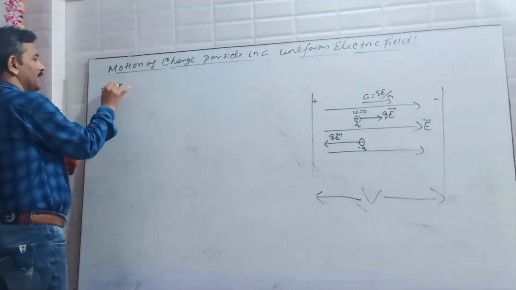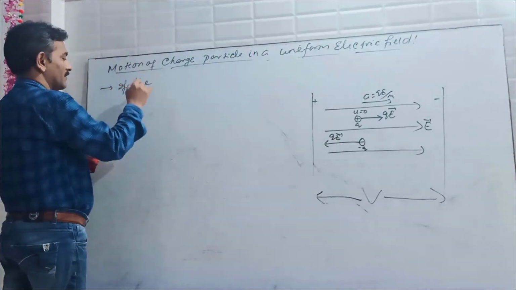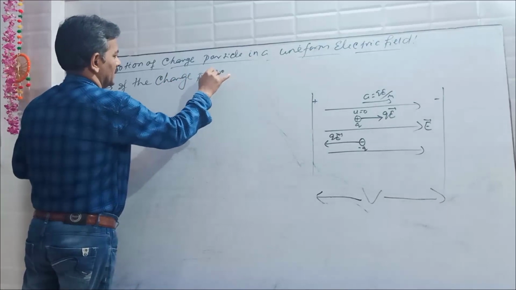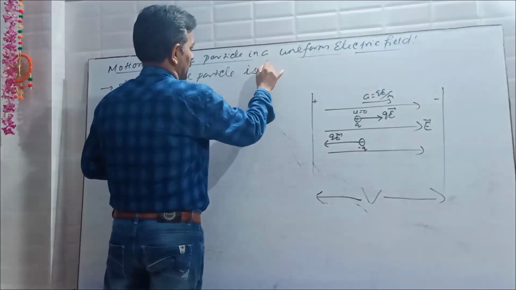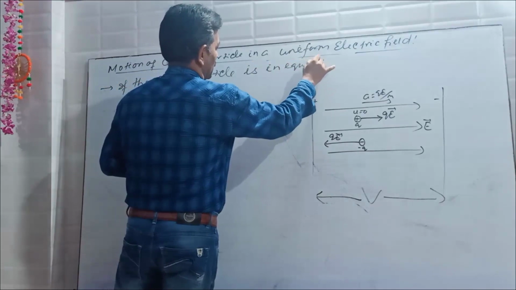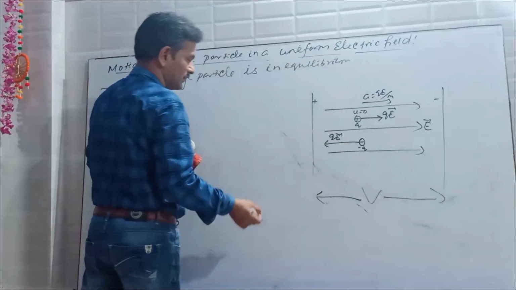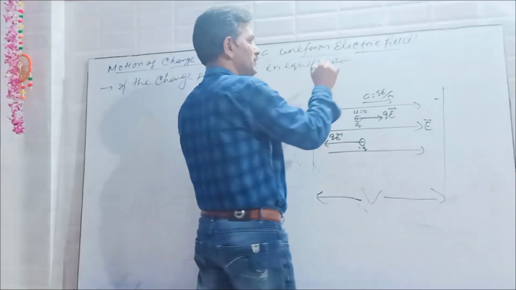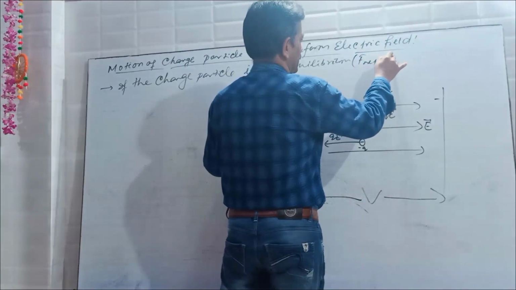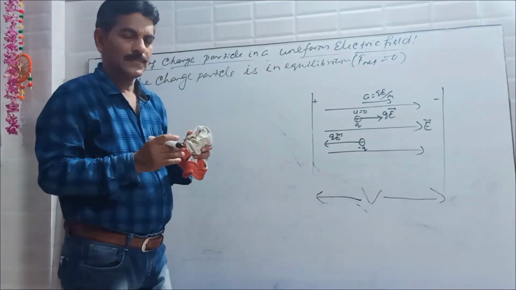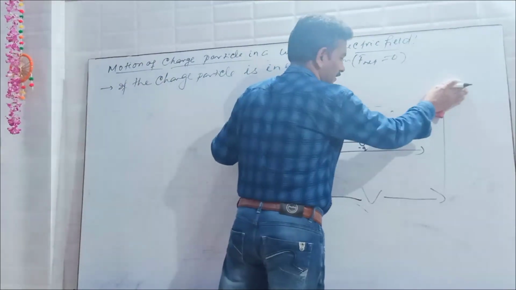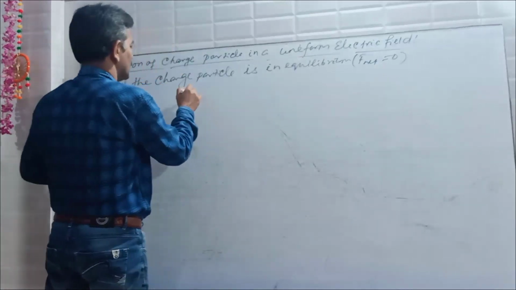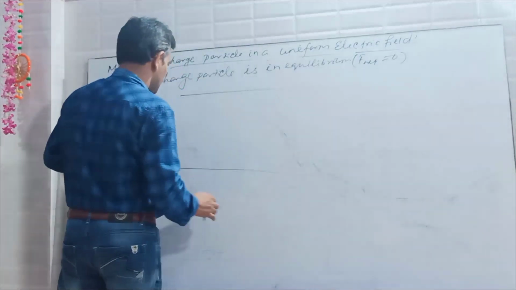Then, if the charged particle is in equilibrium, that is, net force on it is 0, F net is 0, the charged particle either will be at rest or it will move with what? Constant velocity.